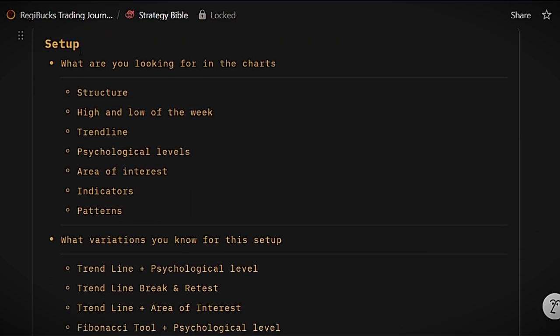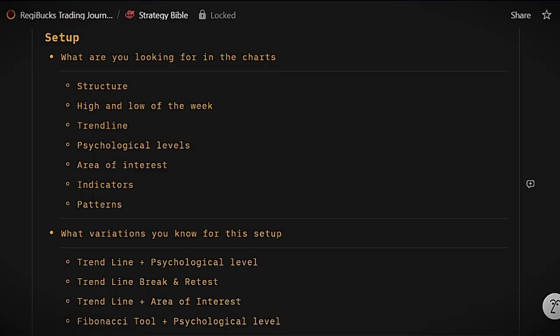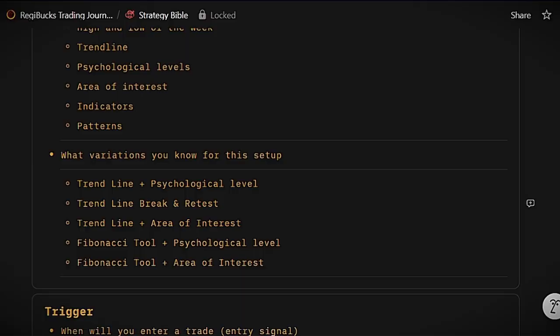And what am I looking for in the charts? I'm looking for structure, handle of the week, trend lines, psychological levels, areas of interest, indicators, and then patterns. That's chart patterns or candlestick patterns.